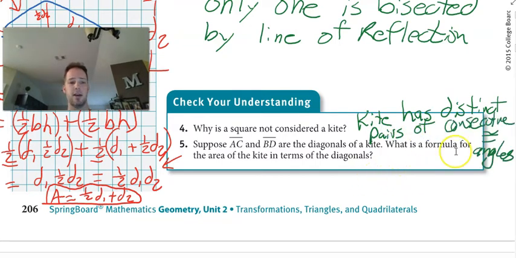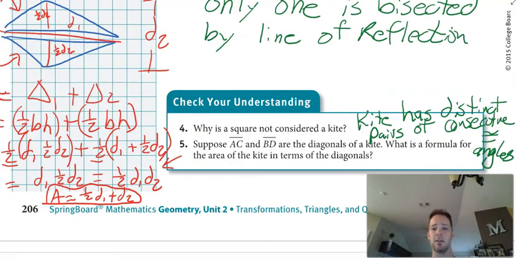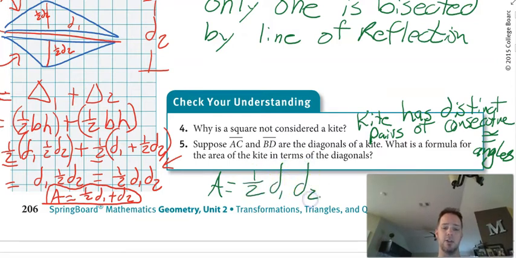All right, I'm going to erase. Oh, wait, we actually have a little bit of number 5 over here on the side. It says, suppose AC and BD are the diagonals of a kite. What is the formula for the area of the kite in terms of the diagonals? On your formula chart, you'll notice you don't have a formula for kites, but there is one for a rhombus, and it happens to be the exact same thing. So your area equals 1/2 D1 times D2.